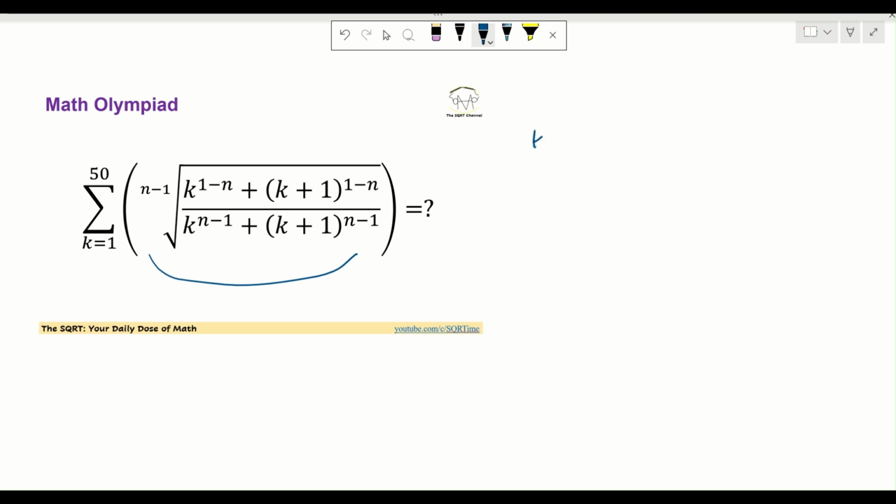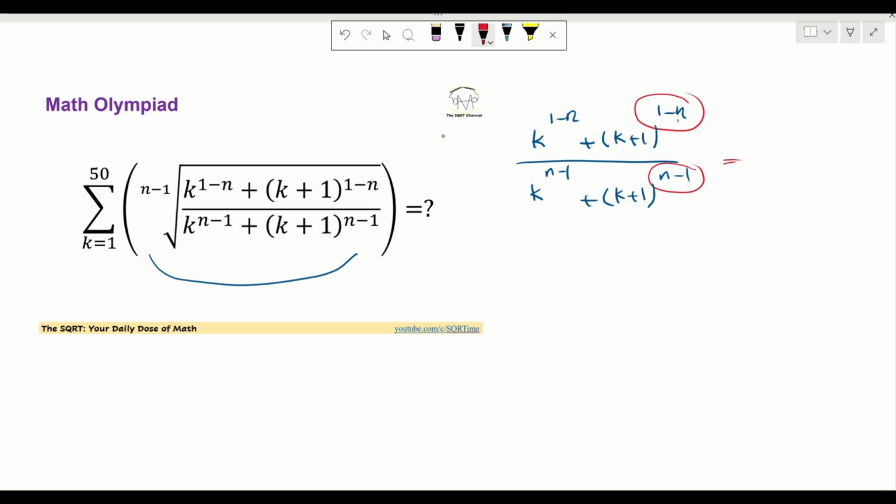I have k to the power of 1 minus n plus k plus 1 to the power of 1 minus n. And for the denominator of this fraction, I have k to the power of n minus 1 plus k plus 1 to the power of n minus 1. As you can see, I have 1 minus n and n minus 1. So the basic thing that we can do is to simplify things a little bit further. To do that, I'm going to use n minus 1 and rewrite everything based on that.